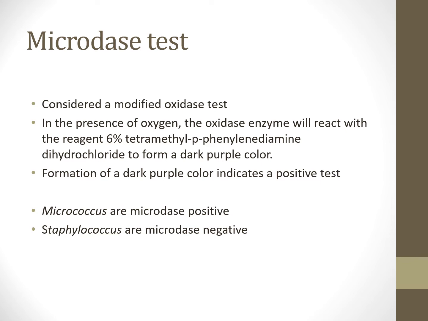And we don't moisten the disc or anything like that, but then we set a timer for 30 seconds. At the end of 30 seconds, if the disc turns purple, then it's positive. Micrococcus is going to be positive for the Microdase test, and Staphylococcus are Microdase negative. So here we use the Microdase test to determine if we have a Staphylococcus versus a Micrococcus genus.